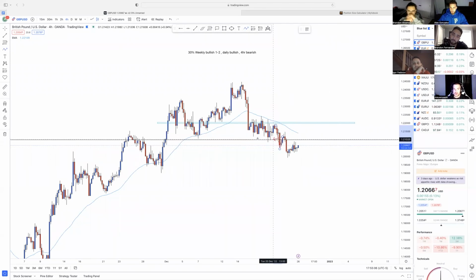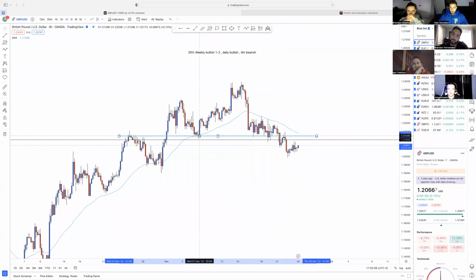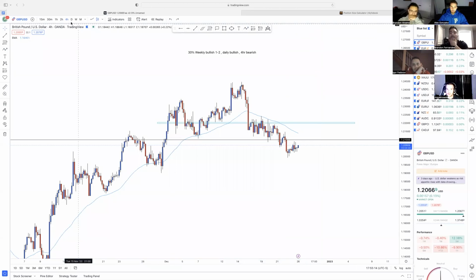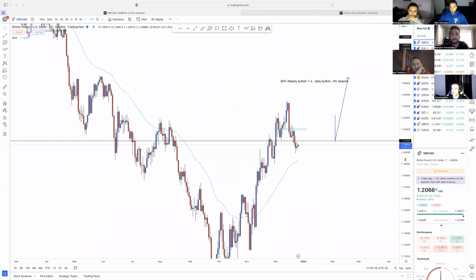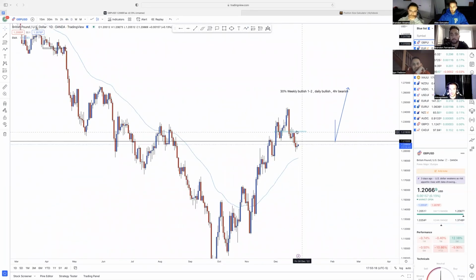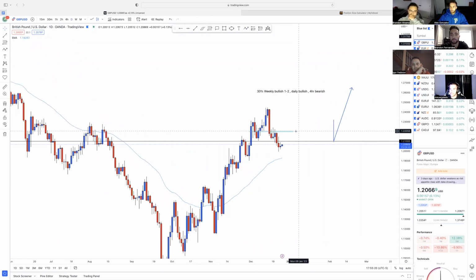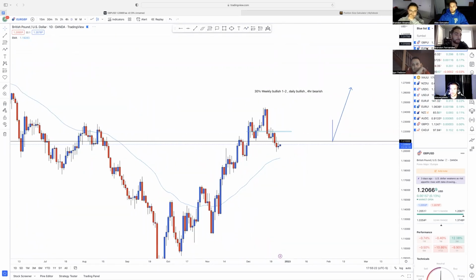You have a 4-hour rejection candle. You can literally move this zone right here to here. Resistance, support, use it as resistance. Pretty simple, right? I don't really mess around with it. But it showed you guys the power of setting your trading plan and waiting for it to play out, right?